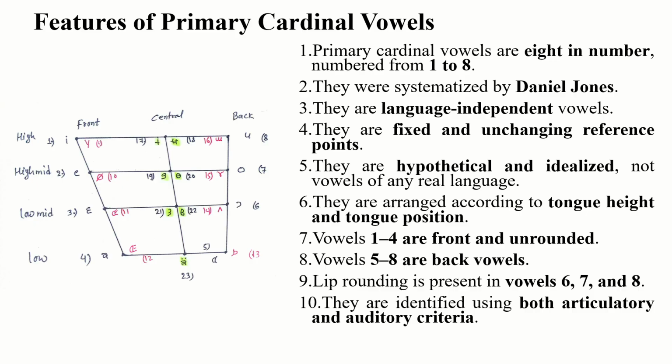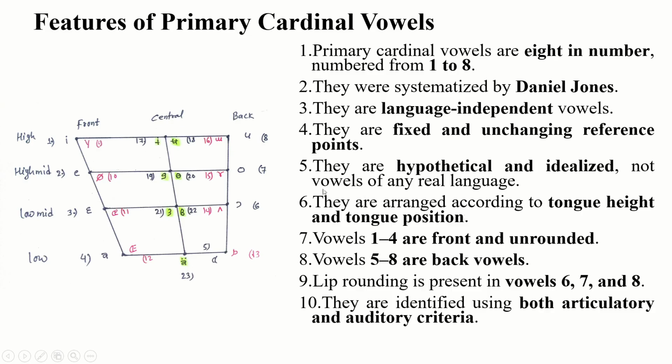Point to be noted: there are 8 of them, numbered from 1 to 8, and they were systematized by Daniel Jones. They are language independent vowels, meaning they do not belong to any language. Next, they are a fixed and unchanging reference point, hypothetical and idealized, not vowels of any real language. And they are arranged according to tongue height and tongue position.